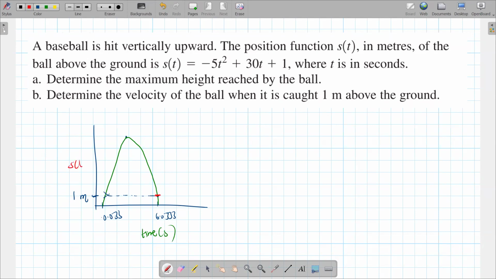This is a position versus time curve. We're interested in the velocity. Know that velocity means the slope at that point. So we are looking for the slope of the tangent line at y equals 1. All right, what's our approach for this problem? Do we know the x value when the y value is 1?